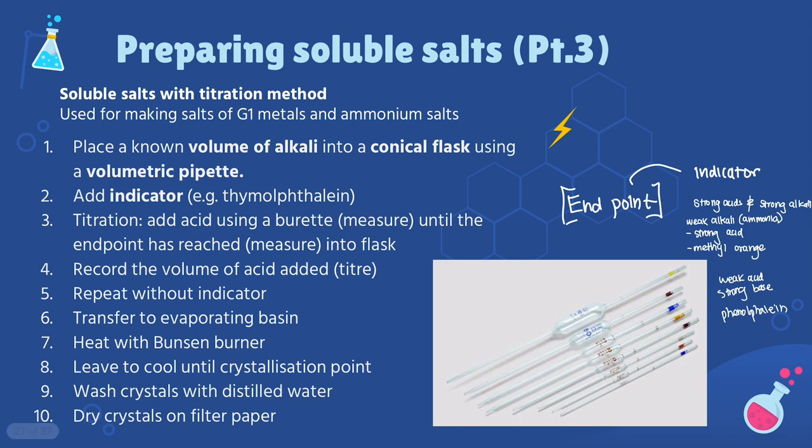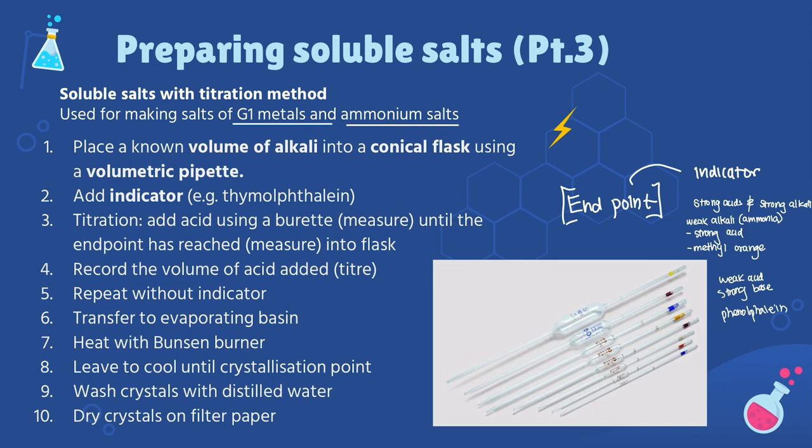Lastly, for preparing salts that are soluble, we're going to be using the titration method. So it's used for making salts of group 1 metals, so basically alkali metals and ammonium salts. We do this because of the reactivity. Okay, so basically in this acid-alkali titration, we're measuring how much acid is going to be needed to react with an alkali solution, so how much acid is needed to reach an endpoint.